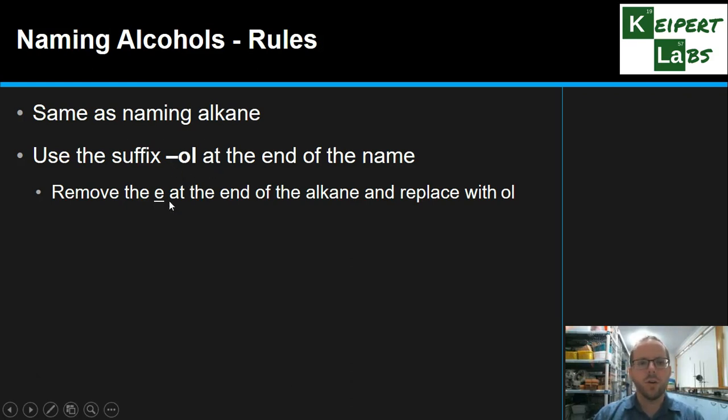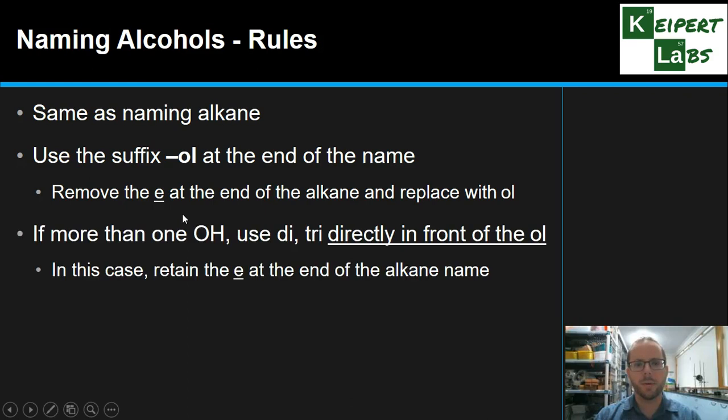So for most alcohols, what we're doing is we're taking the name of the alkane, we drop the E at the end, and then we replace it with ol. Okay, so I'll show you what that looks like in a moment.